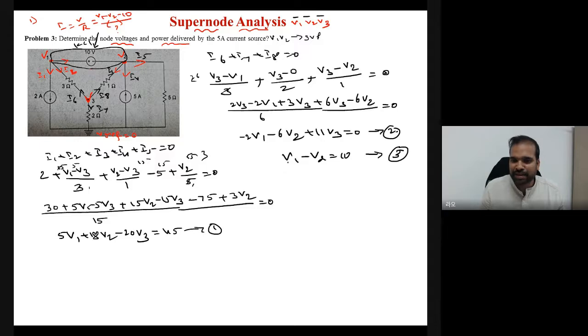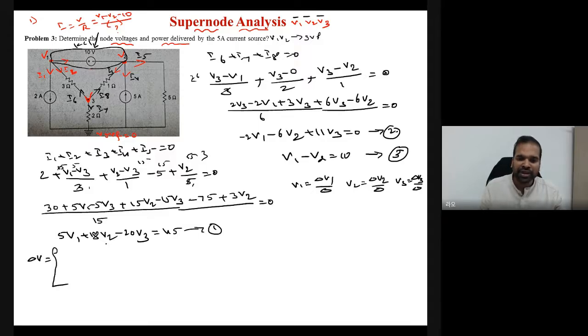I already explained why I am writing v1 minus v2 equal to 10, and why not v2 minus v1 equal to 10, in my previous video. So you already know from the previous videos that you can find v1 equal to delta v1 by delta, v2 equal to delta v2 by delta, and v3 equal to delta v3 by delta. If you know the determinants of delta v1, delta v2, delta v3, it is very easy to find v1, v2, v3. So how can we write delta?